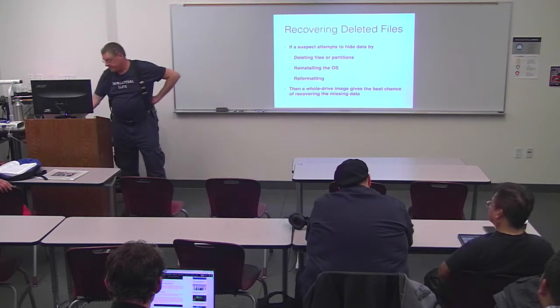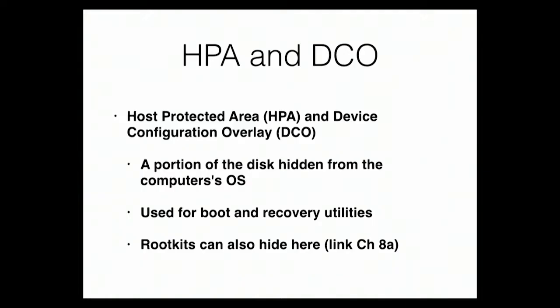Those are very good questions. So the host protected area we talked about and the device configuration overlay are parts of the drive reserved for the drive firmware. So normally there's nothing the suspect put there, and you normally can't recover anything from them, but you can hide rootkits there, and in principle, a perp could hide secrets in there. It's just not commonly done, and they're hard to recover, although not impossible.